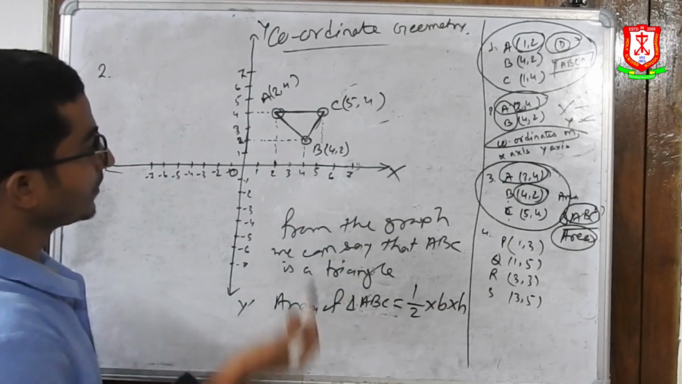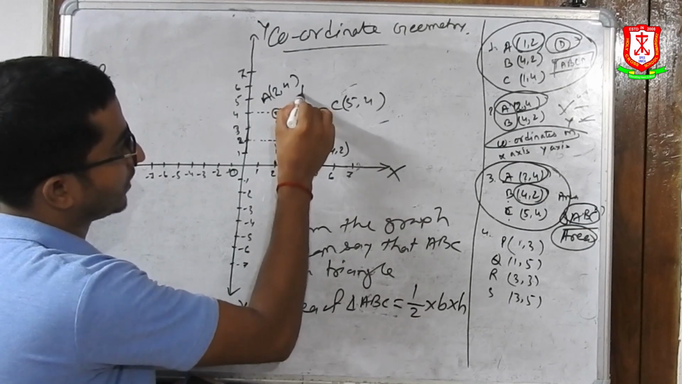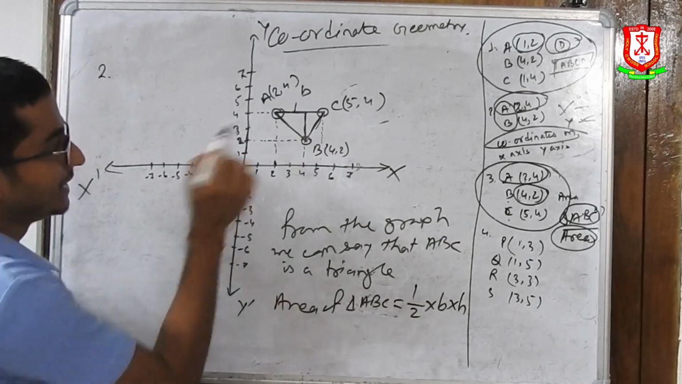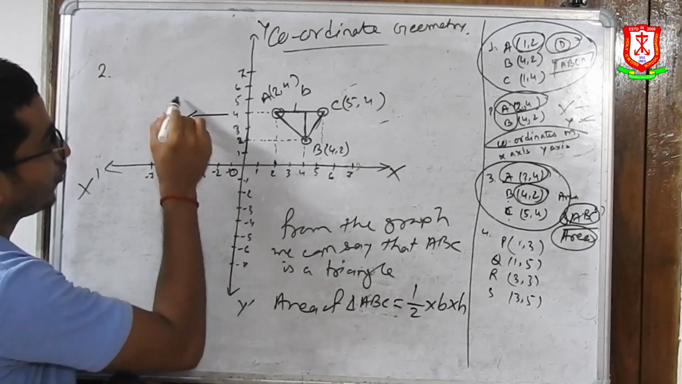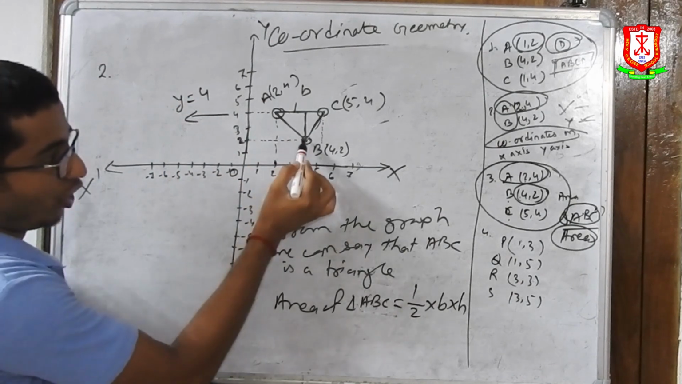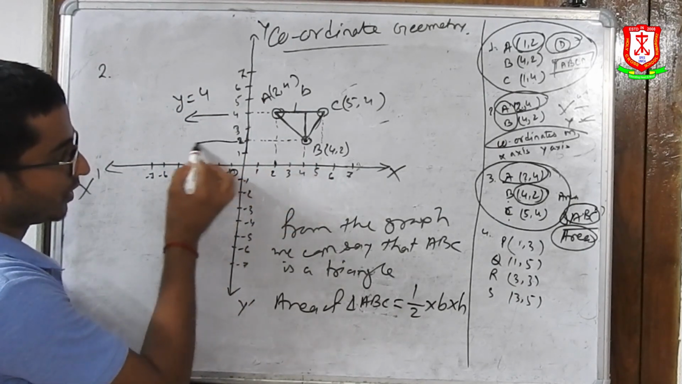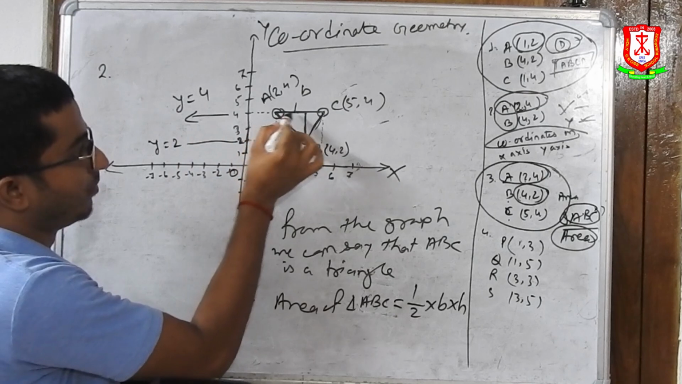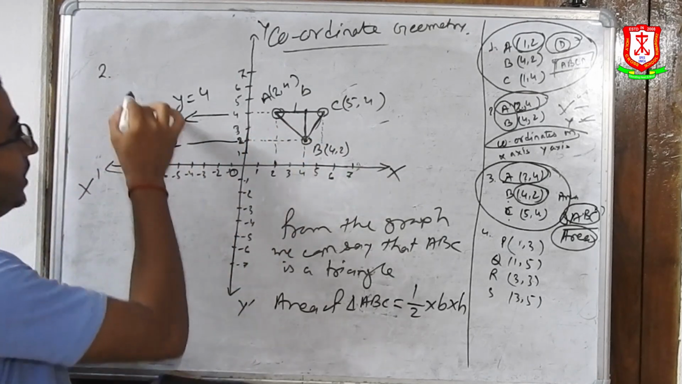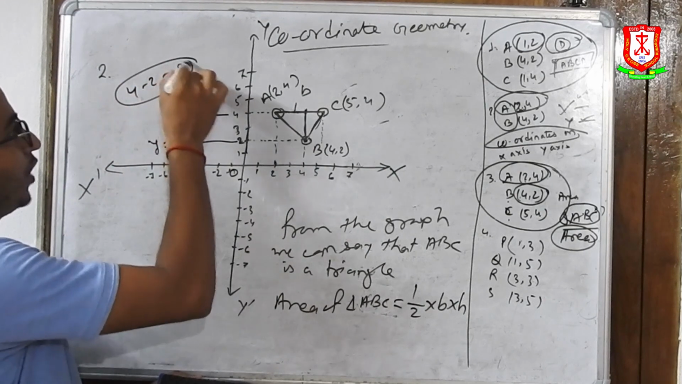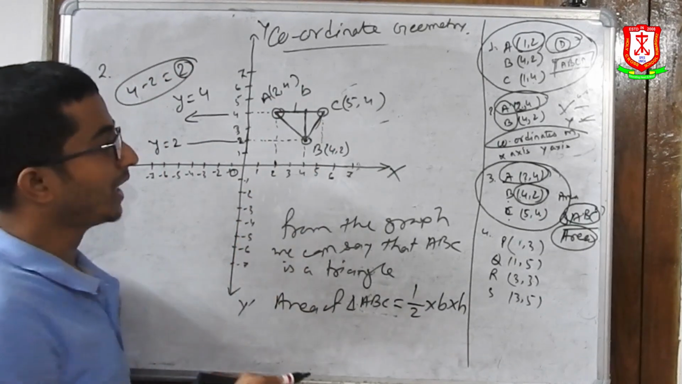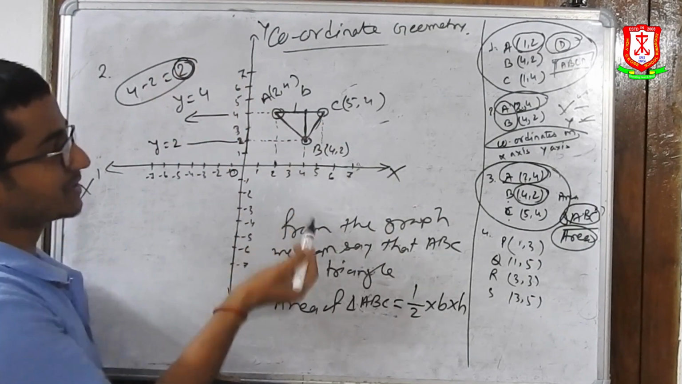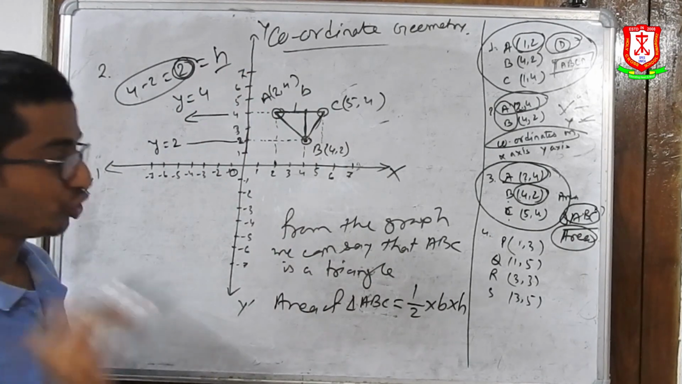Now how will we see? If we consider this as our base, then this one will be the height. How will we find it? On this line, what is the value of y? The value of y is 4. On this point, the value of y is 2. The difference is 4 minus 2, which becomes 2. It means the perpendicular height, or the distance between this point and this line, is 2. We got the height 2.